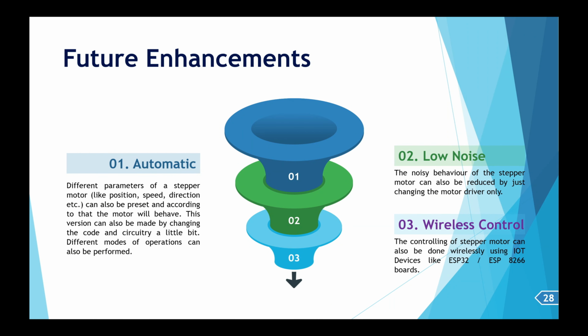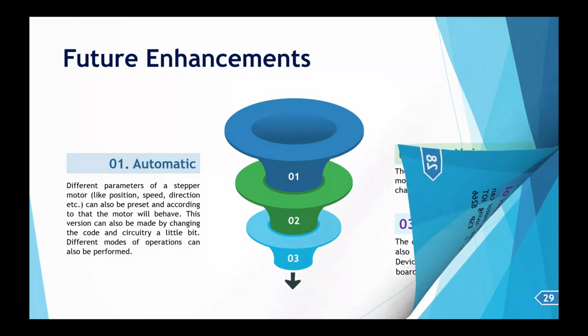And the third one is the wireless control. Wireless control means that by using a particular application or website, we can control almost each and every parameter of the stepper motor. But right now this cannot be done, because to use this wireless control facility we must use IoT devices like ESP32 or ESP8266 boards. By using these, the wireless control will be easy. As we are limited to the Arduino, we cannot include this wireless control facility right now. But this can be a future enhancement.